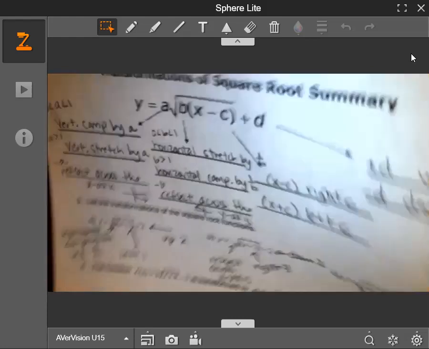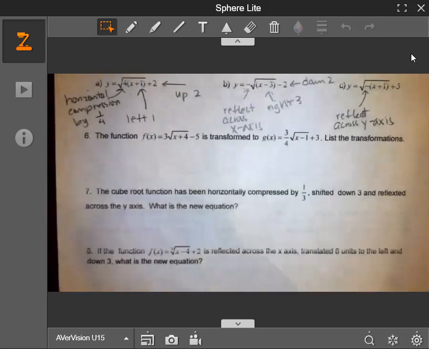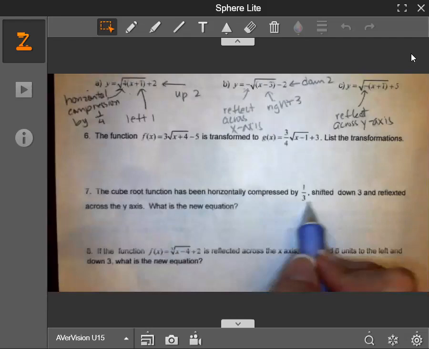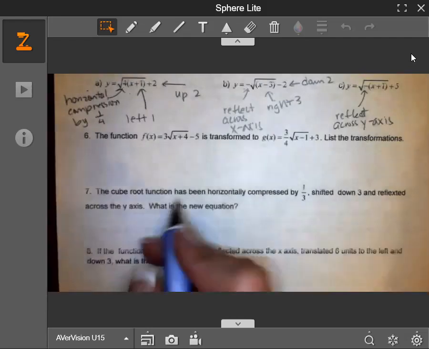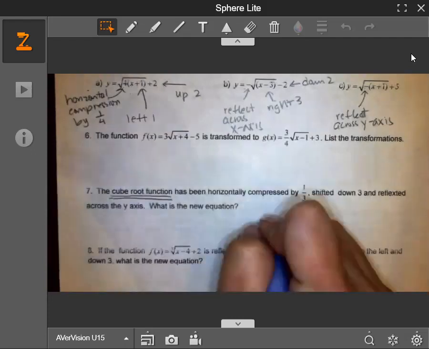All right, so on the bottom here, we're going to talk about one that's going from the parent function, and it gives you the transformation. So you want to be able to do that as well. The cube root function has horizontally compressed by 1/3, shifted down 3, and reflected across the y-axis. So the first thing I notice is what parent function it gives me. That tells me which operation to use.